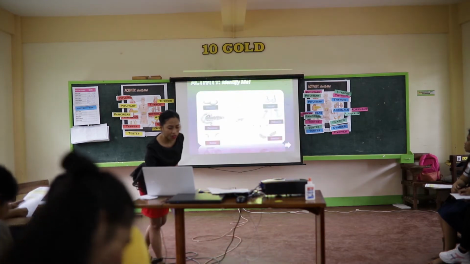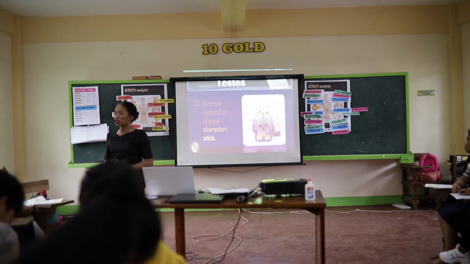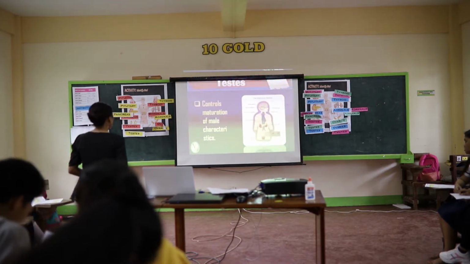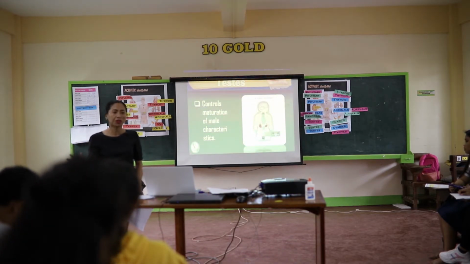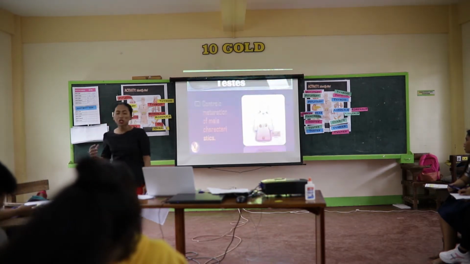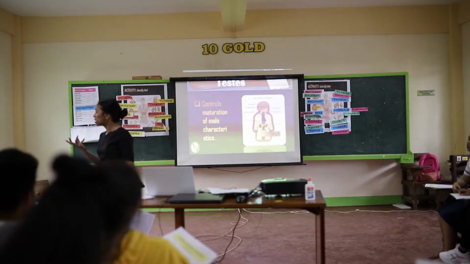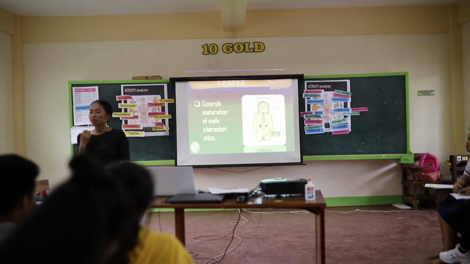So next we have here the testes. Everybody read the definition. Controls maturation of male characteristics. So what are these maturation changes that are visible in males? Enlargement of the Adam's apple. Another, the beard, right? Okay.